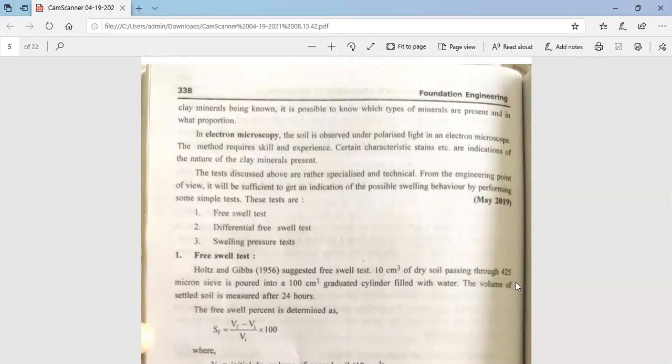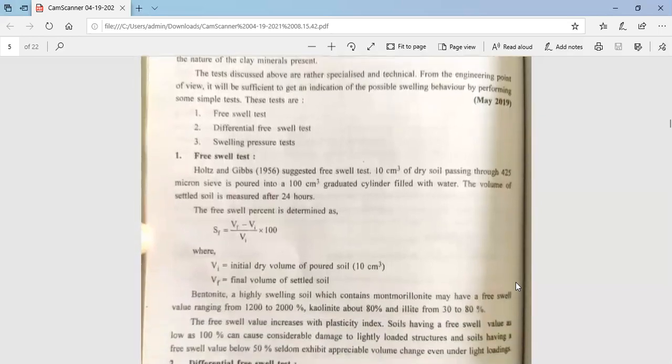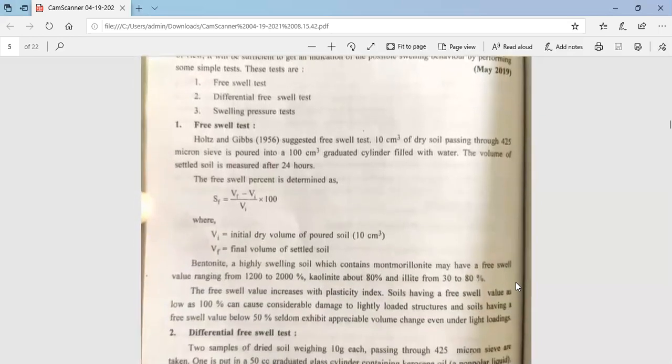From the engineering point of view, it will be sufficient to get an indication of possible swelling behavior by performing some simple tests. These tests are the free swell test, differential free swell test, and swelling pressure test. So first one is the free swell test. Holtz and Gibbs in 1956 suggested the free swell test: 10 cubic centimeters of dry soil passing through a 425 micron sieve is poured into a 100 cubic centimeter graduated cylinder filled with water. The volume of this settled soil is measured after 24 hours.